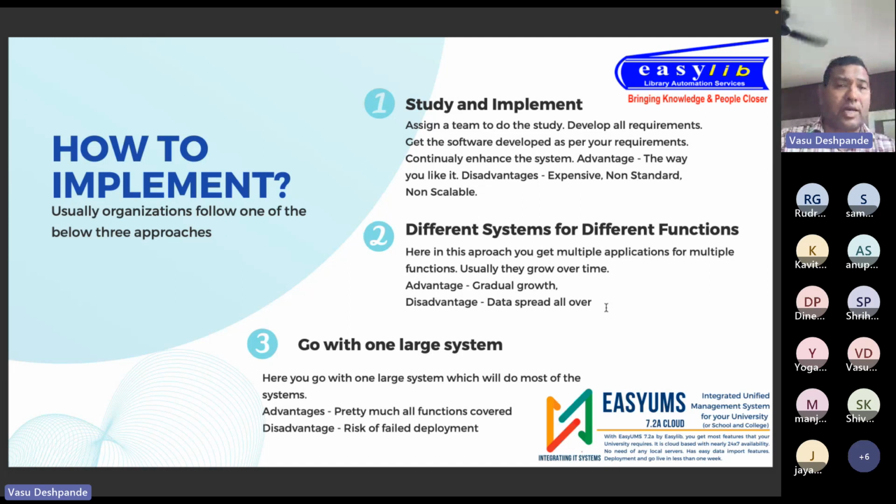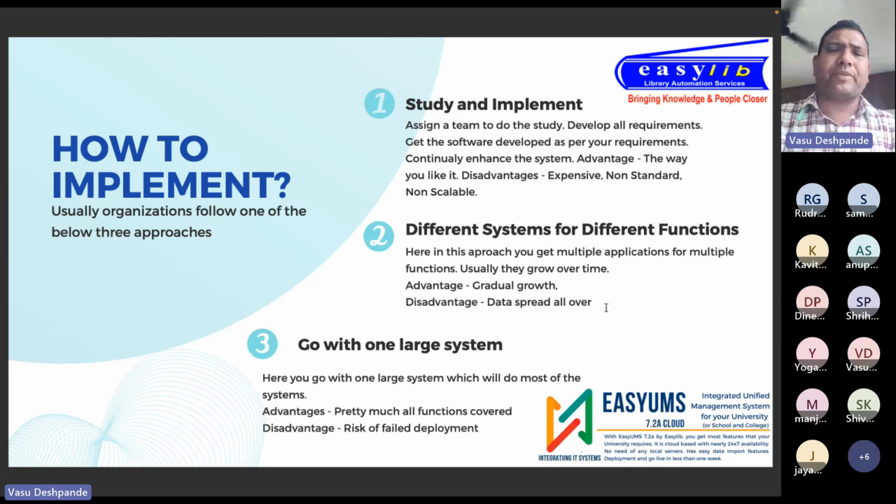So you identify one large system and go with that. Okay, so what is the advantage with that? The major advantage is that you are using a proven product. Those people have invested a lot of money to develop the system, which will more or less meet your requirements. So all your requirements are pretty much covered in the system.